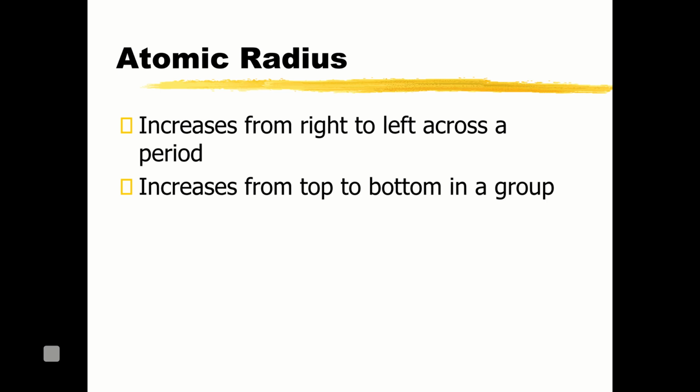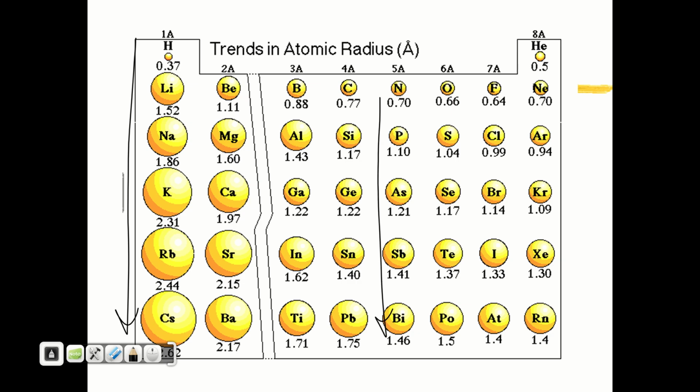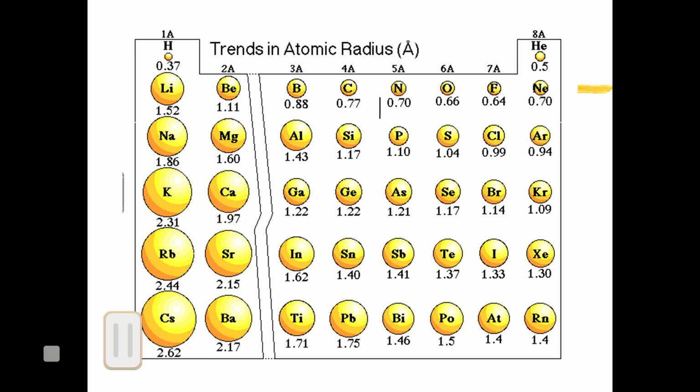Now, maybe a little easier to see, as you go from top to bottom, the atom will increase as well. You've got a little picture there, so this probably helps a bit more. The top to bottom is pretty clear. You can see the atoms keep getting larger and larger down the groups. Very good.